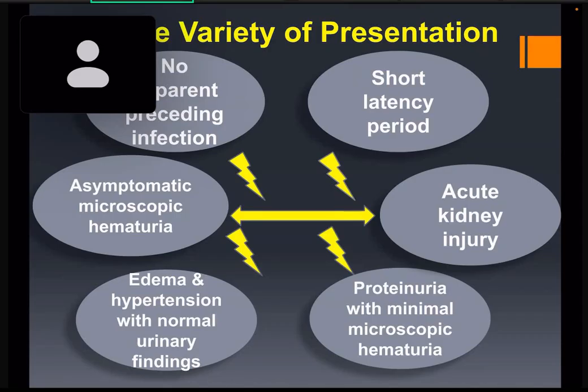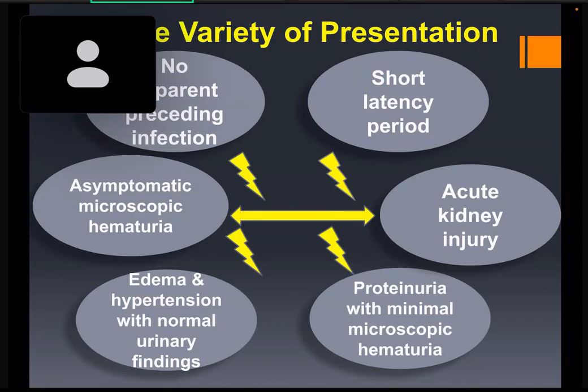Okay, but there are other presentations that can happen. This is what they call the atypical types of PSGN, when there is short latency. Instead of 2 weeks, it can be 3 days or less than that, and there is no apparent infection. You'd be surprised: why isn't there a history of infection? And here comes the acute manifestation of PSGN, or there's edema and hypertension, but with normal urinary findings. So you have to justify how this happens.